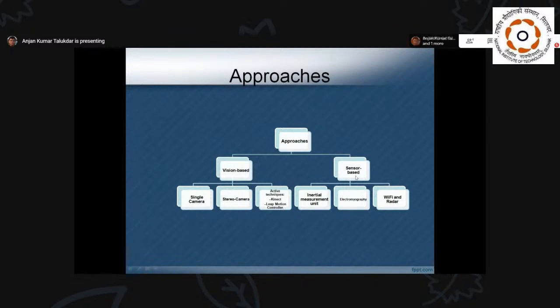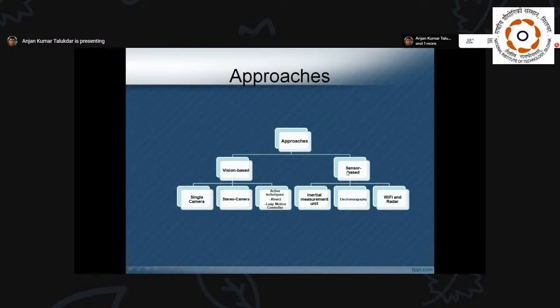And in case of sensor based, we can use some inertial measurement unit based sensors, or electromyography or EMG signal based sensors, or Wi-Fi or other field sense based sensors. But if you compare these two, vision based and sensor based, the accuracy of sensor based approaches is higher compared to vision based.